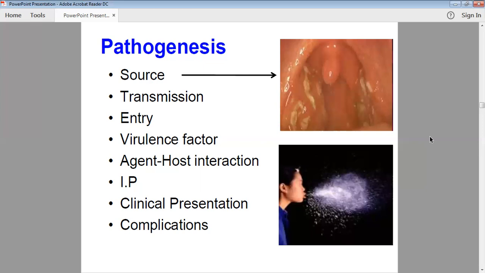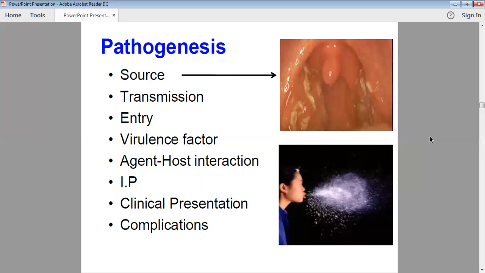The source is mostly the carriers. Three to four percent of people are carriers in the society, mostly nasal carriers and pharyngeal carriers. In nasal carriers, the bacteria are present for a prolonged time compared to pharyngeal carriers. The pharyngeal carrier state is transient, not for a prolonged time like 1 or 2 years. Patients are also a source of infection.